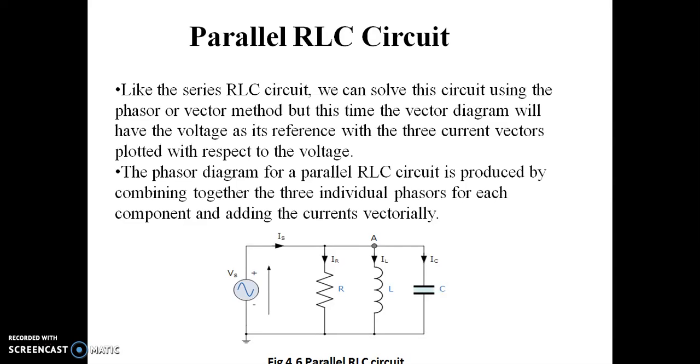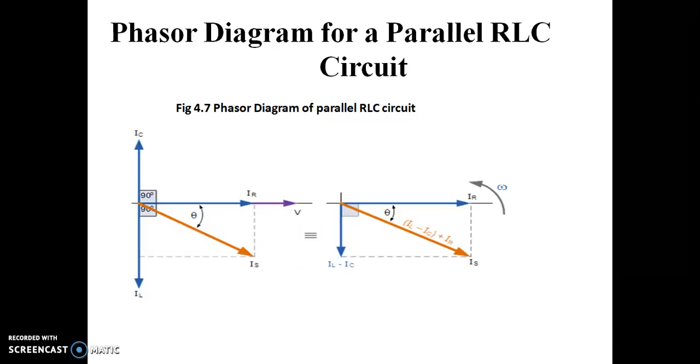So as voltage is the same across resistor, inductor and capacitor, the voltage Vs will act as a reference vector, and the currents IR, IL and IC will be plotted according to this reference vector. Then the resultant of vector IR plus vector IL plus vector IC gives vector IS, which is the total current flowing through the circuit, and this will be plotted with respect to the voltage vector Vs.